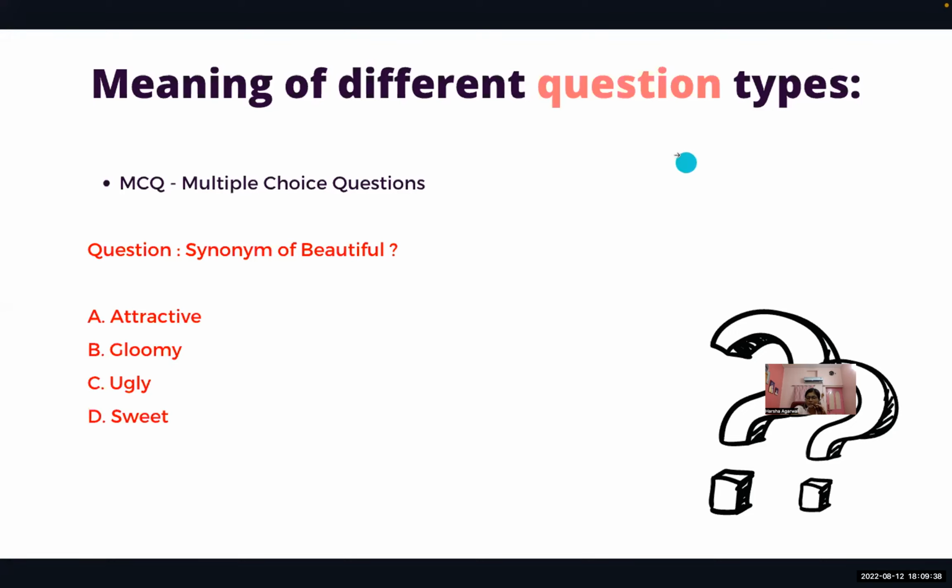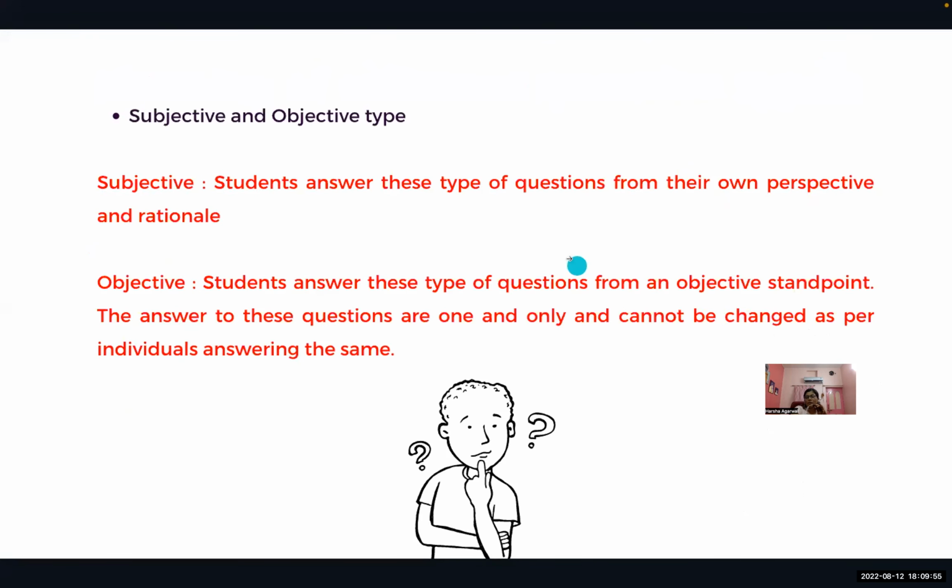MCQs, the first type. MCQs are multiple choice questions. As the name suggests, there are choices in the form of 4 to 5 options. Since there is more than one option, it's multiple choice, and only one option can be correct. Those are multiple choice questions.